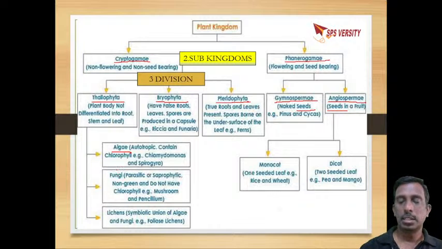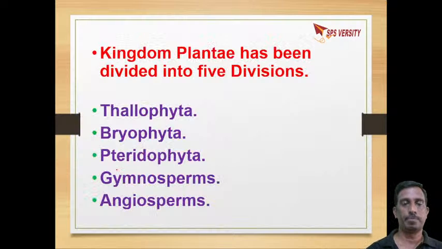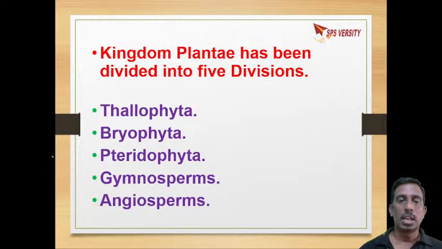So like this, this is the entire division of plant kingdom. It is basically divided into two sub-kingdoms, Cryptogamy and Phanerogamy. In Cryptogamy there are three divisions: Thallophyta, Bryophyta, Pteridophyta. In Phanerogamy there are two divisions: Gymnosperm and Angiosperm. So here you can see five divisions; Thallophyta, Bryophyta, Pteridophyta belong to non-flowering plants, that is Cryptogamy.